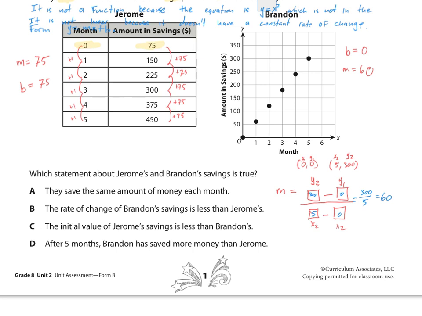Now let's read each statement. It says, they save the same amount of money each month. Now, Jerome saves 75 and Brandon saves 60. That's not correct. So we're going to cross that one out. The next one tells you the rate of change of Brandon's saving is less than Jerome's. 60 is less than 75. So that one is true.